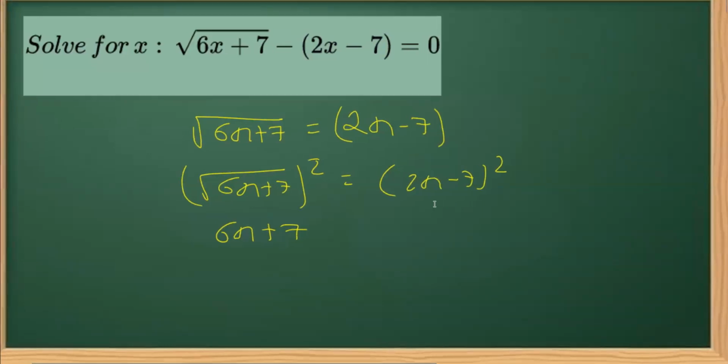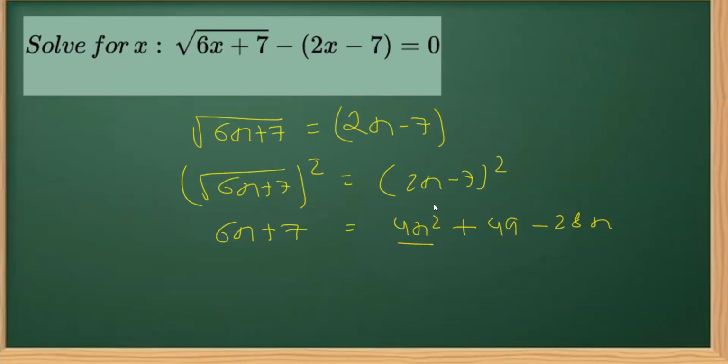As you proceed on the right-hand side, we are going to apply (a minus b) whole square on this part. So a square, that is 2x whole square, is 4x square. b square, that is 7 square, 49, minus 2 times a into b. So 2 into 7 is 14, 14 into 2 is 28. So this is minus 28x.